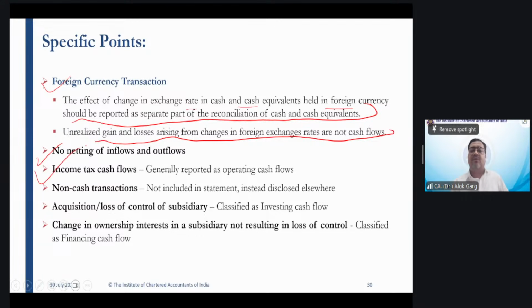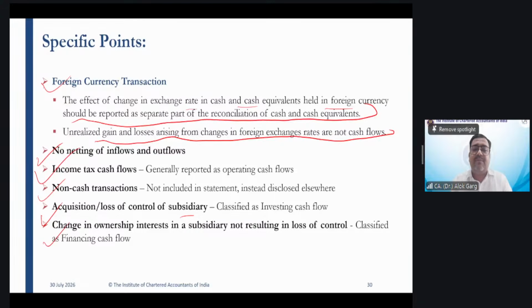Income tax cash flows. Generally, they are reported as operating cash flows, but if income tax relates to some specific line item or specific activity, it has to be shown there only, right? I will cover it in my Excel file in detail. Non-cash transaction. If it is a non-cash transaction, it will not be included in the statement of cash flows, but non-cash transactions are required to be disclosed in the footnote to the statement of cash flows. Acquisition or loss of control of a subsidiary, we'll discuss that.